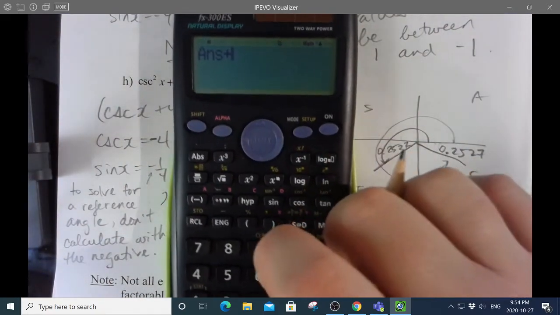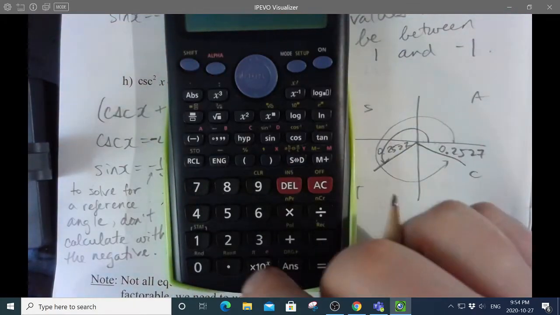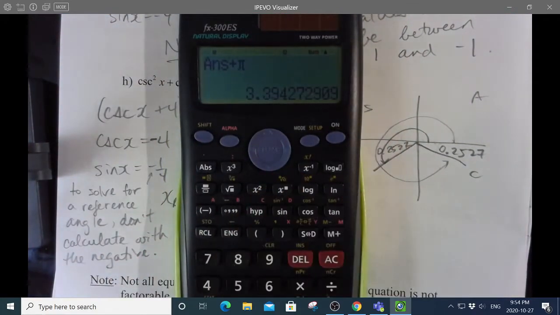And where is pi in this calculator? Oh yeah, it's way down there. Shift pi. That's why I like the other calculator. Pi has its own button. You don't have to go looking for it.